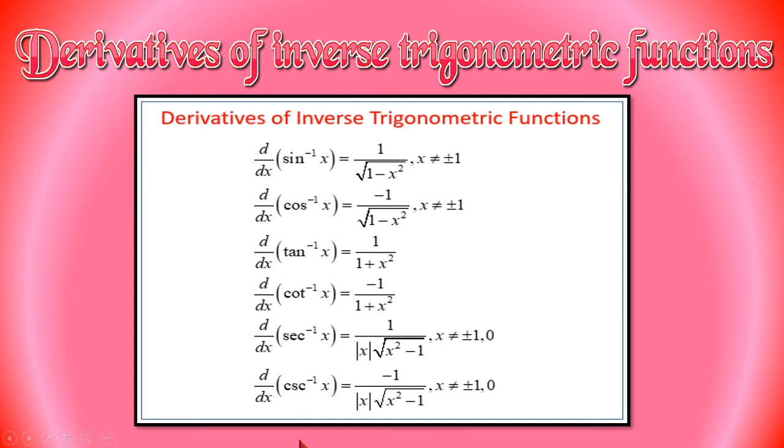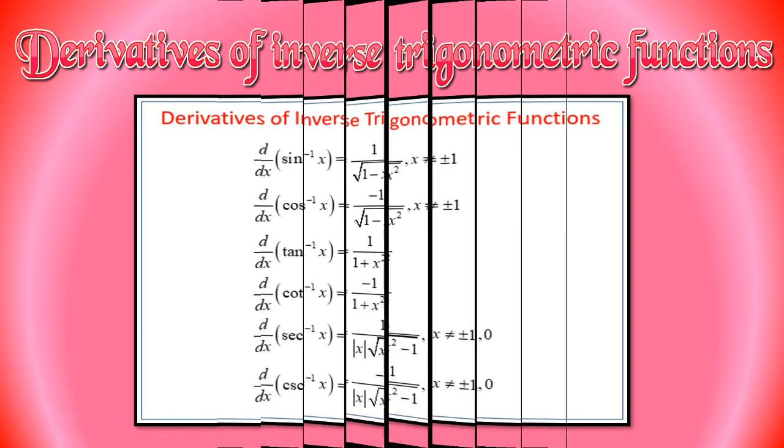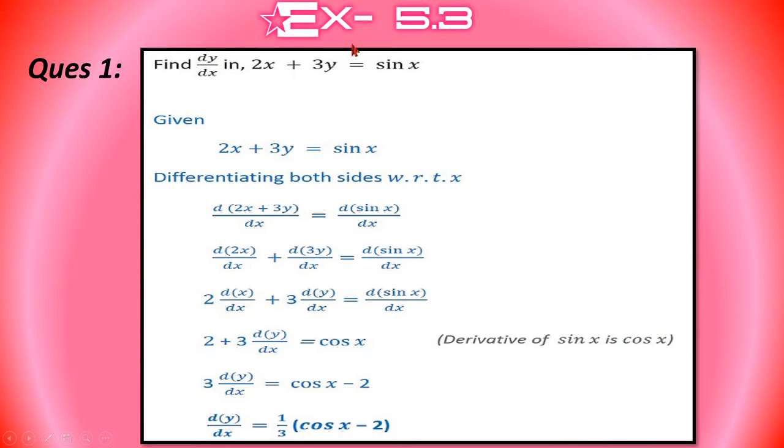Now, here is the list of derivatives of inverse trigonometric functions, students, that you have to learn. Derivative of sine inverse x is equal to 1 upon under root 1 minus x square, and similarly for cos inverse x and for the rest of the inverse trigonometric functions. Now, let's discuss a few questions of exercise 5.3.